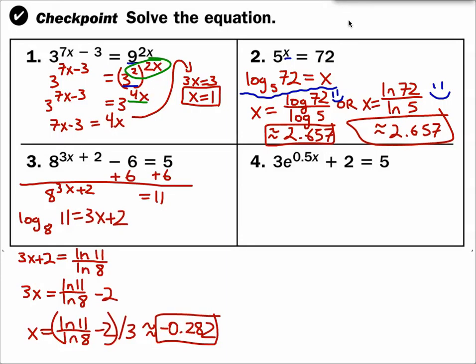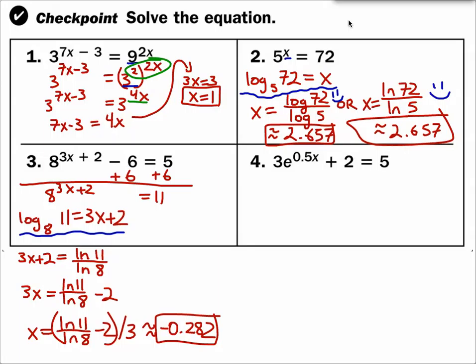Okay, welcome back. This number 3 was a bit longer. You've got to start by moving that 6 around, right? So you add 6 to both sides. You end up with 11. Then you still have the x in the exponent, so you've got to change it into log form. Log base 8 of 11 equals 3x plus 2.